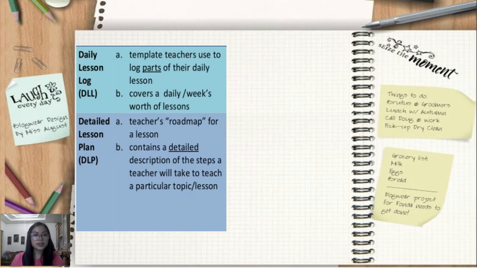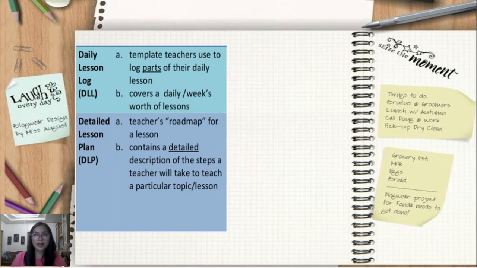In DLL, it is a template teachers use to log parts of their daily lesson, only the parts, and it covers a day's or week's worth of lessons. So the daily lesson log is more likely a lesser burden to the teacher in terms of maximizing our time in preparation, because of course, from the word daily, we do it every day. So the daily lesson log is easier to accomplish than the DLP or the detailed lesson plan. Still, DLP is required, but there are conditions according to DepEd Order number 42.